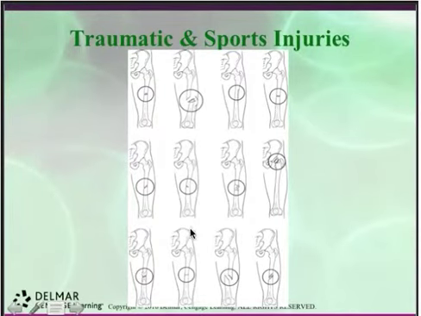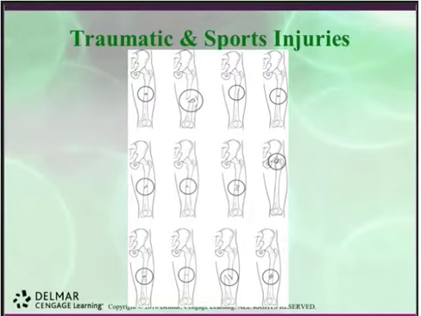J over here is a non-displaced fracture. The bone ends remain in alignment. K is a displaced fracture. The bone ends are out of alignment. And L is a spiral fracture. This results from a twisting stress to the bone, causing the break to wind around the bone in a spiral.